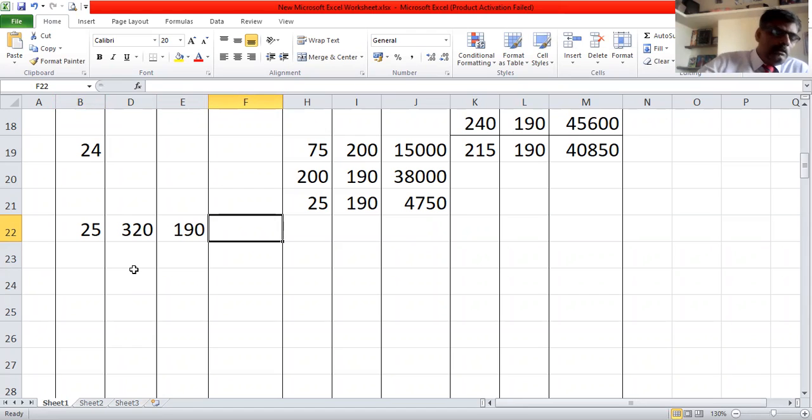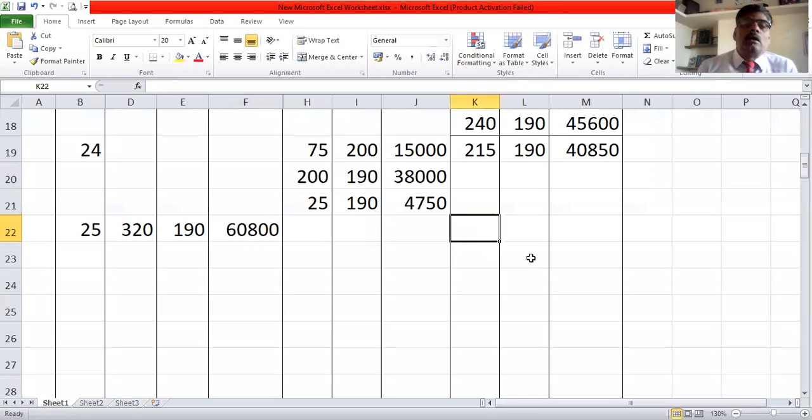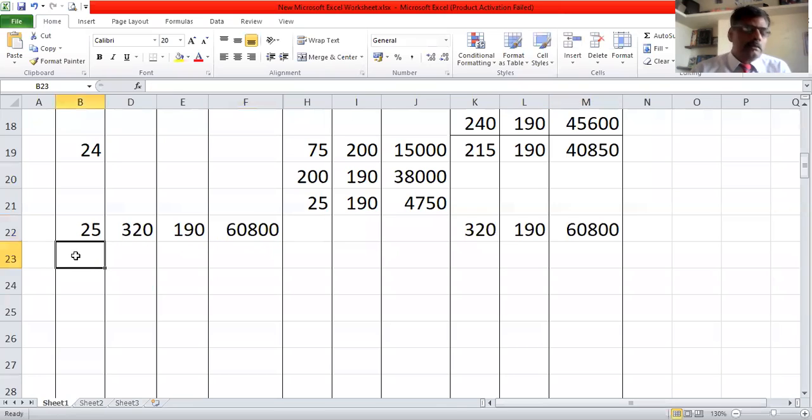You multiply these, 190 into 320 is equal to 60,800. 60,800 is the amount you take to the balance column. 320, rate 190, amount is 60,800. Okay, this is the balance.